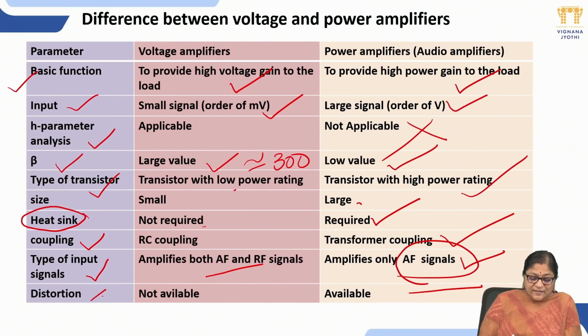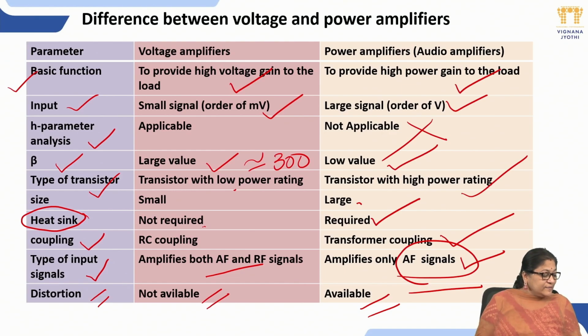Then the distortion. Distortion means when you are amplifying in terms of voltage or in terms of power, the input signal is not going to be available in the same form, then we call it a distorted waveform. So in normal voltage amplifiers, the signal should preserve its shape, so distortion cannot be available. But in power amplifiers the shape is not preserved. So there is distortion in the power amplifiers.